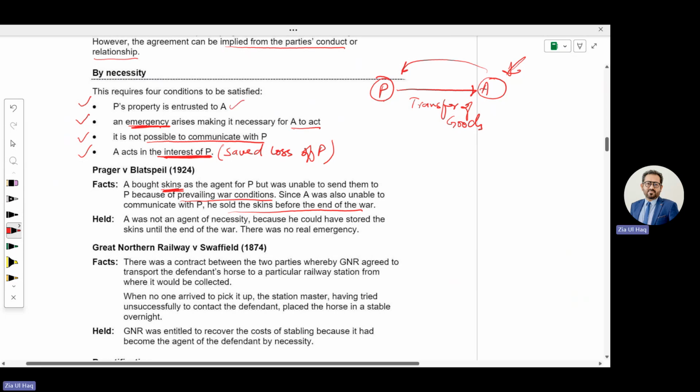This condition was fulfilled. The property is entrusted to A. Was there any emergency in which he sold? No, he could put it in the store and wait until the war ended. Okay, this condition was fulfilled. Whether he acted in the best interest of the principal? No, he needed the skins. His requirement was to get skins. So what did the court decide? A was not an agent of necessity because he could have stored the skins until the end of the war, and there was no real emergency.